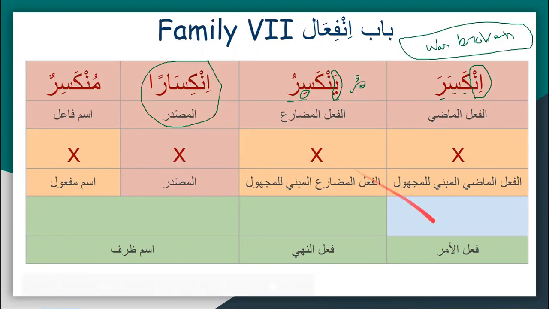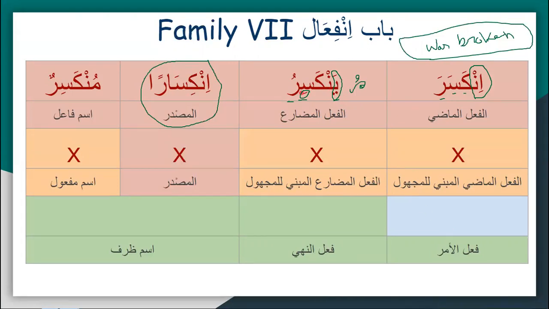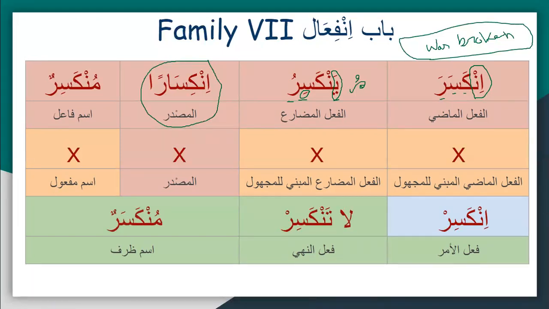You know how to make the amr. First make it lightest: anta tankasiru, then change the dhamma to the lightest form, so tankasir. Then remove the ta, so nkasir. Add an alif, and then put the second last harakat, seeing what is befitting with the alif. So inkasir. Al-amru minhu inkasir. Wa nahyu anhu la tankasir. Wa zarfu minhu munkasarun.